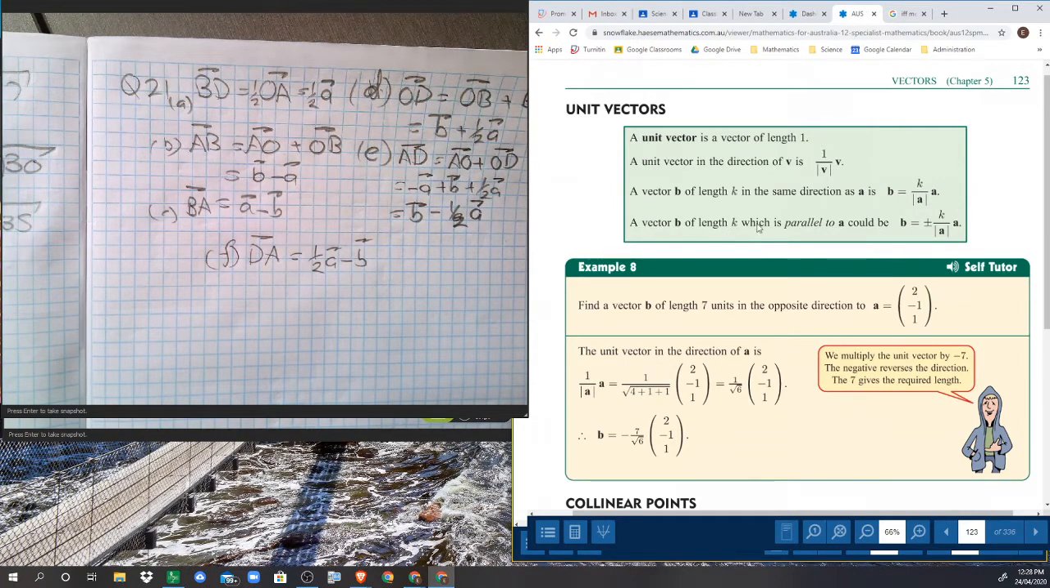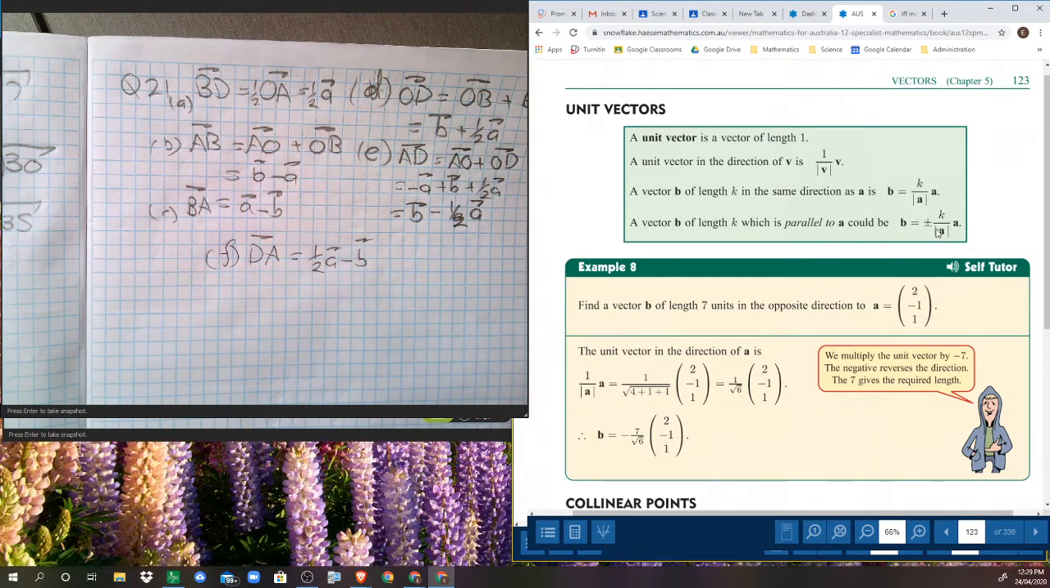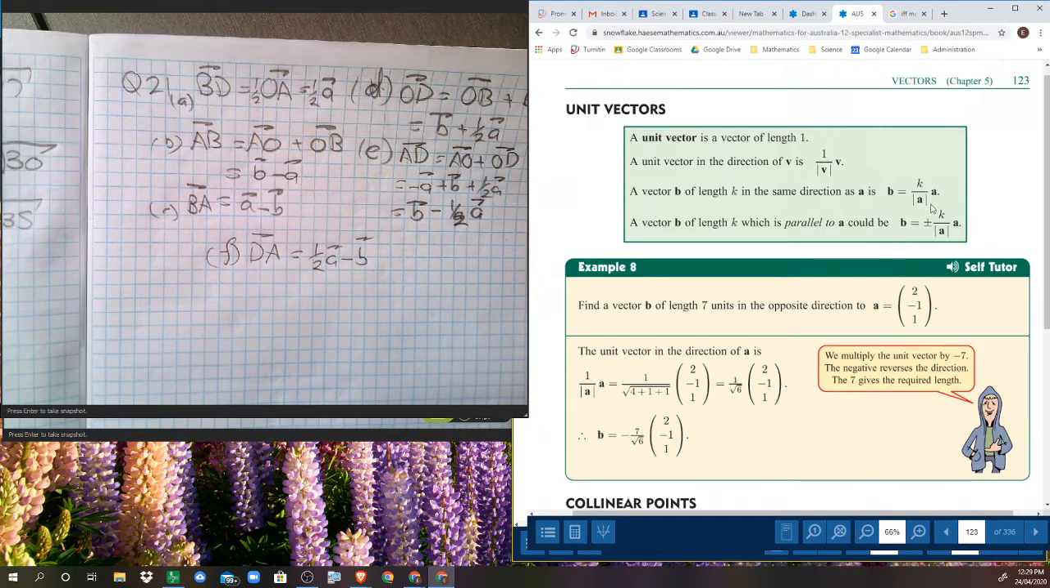A vector B of length k which is parallel to A could be plus or minus k on A. So that also takes the connotation that it could be anti-parallel, so in the opposite direction. If it's the same direction, k would have to be positive in that case. In this case, k is positive here, but you can also have a plus or a minus, so thereby it can be the opposite direction. In this instance, k would have to be greater than 0. I think I wrote that in my notes to start off with.